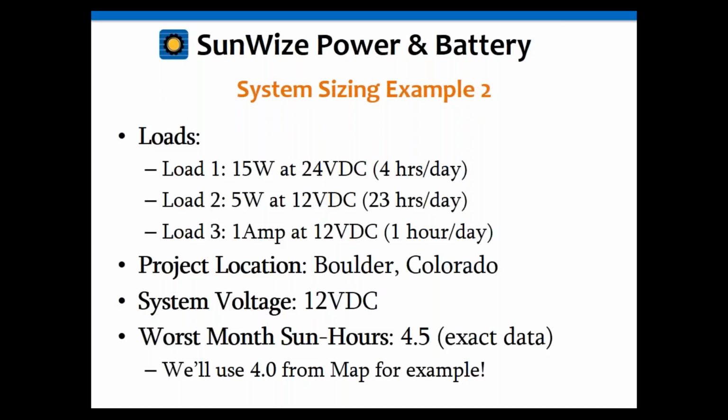Okay, so let's do another example now. We're going to make this a little more complicated. So now we have a couple of things. We've got a load that's not continuous. We actually have a couple loads that are not continuous. And we've got one that's not at the system voltage. We're going to go ahead and use a system voltage of 12 volts, but now we have a 24 volt load.